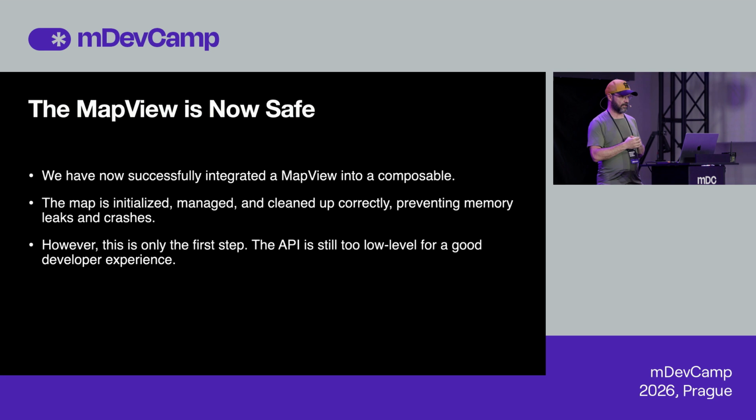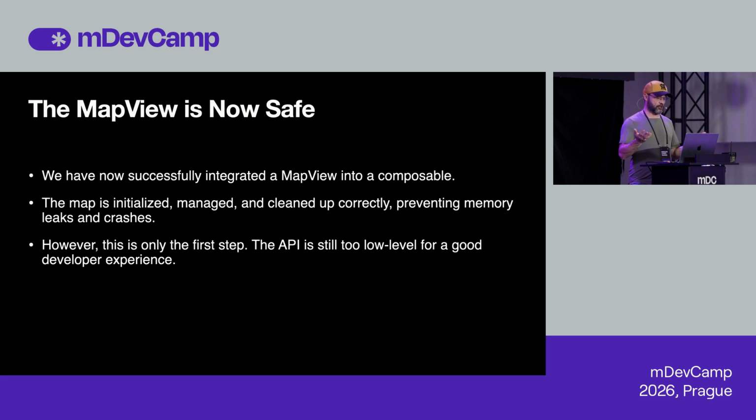So the map view now is integrated into a composable. We have the Android view bridge. We are able to initialize it. We're able to destroy it. The lifecycle is being respected, so everything gets notified into the parent composable. It will not have memory leaks, and it will not crash.